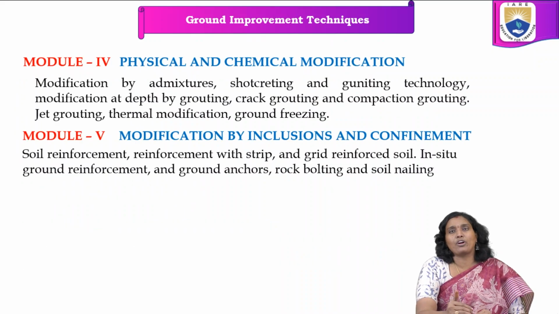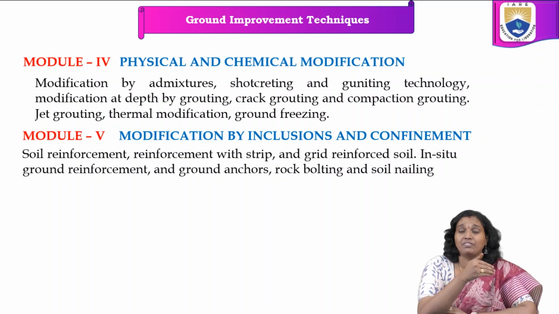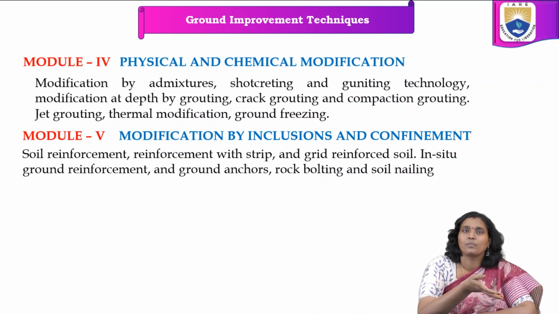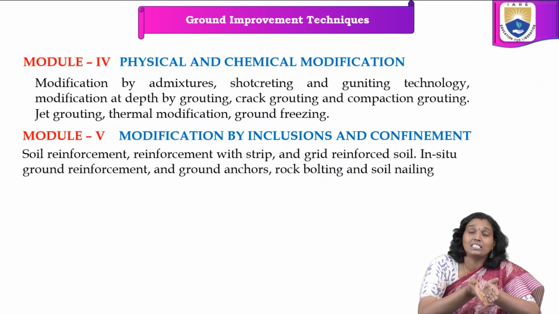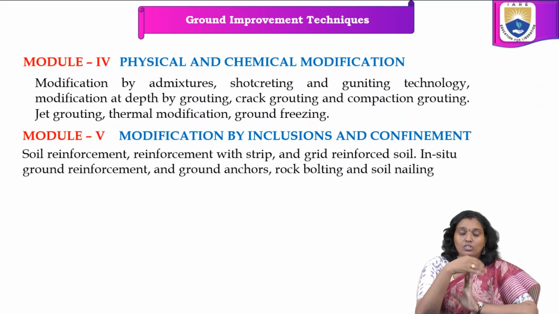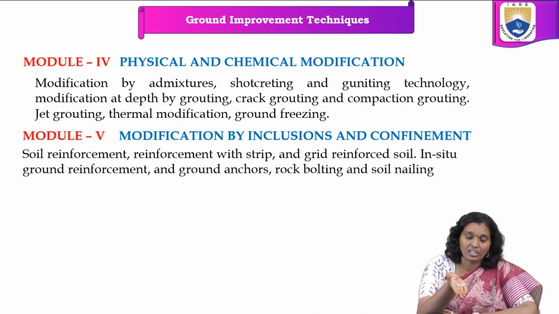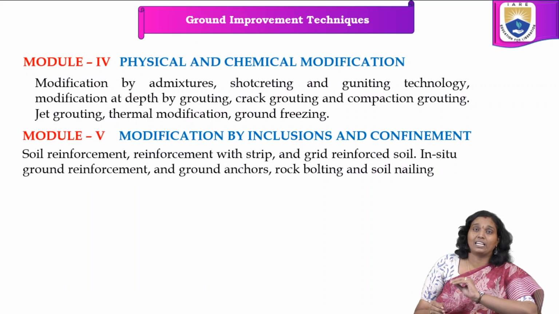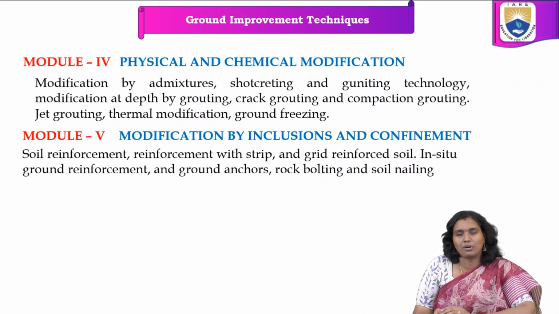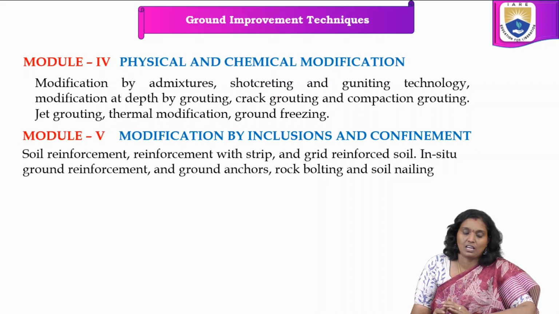In physical and chemical modification, for getting the physical change, in the physical point of view, we are going to use some kind of admixtures. So what kind of different admixtures we are using, what are the techniques involved for using those kind of admixtures, so that modifications happen by admixtures and other different techniques. Those are shotcreting and gunite technology, modification at depth by grouting, crack grouting, compaction grouting, jet grouting, thermal modification and ground freezing. These all come under this.